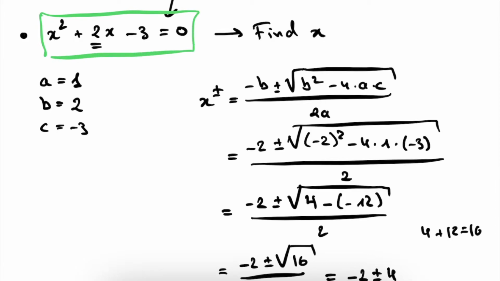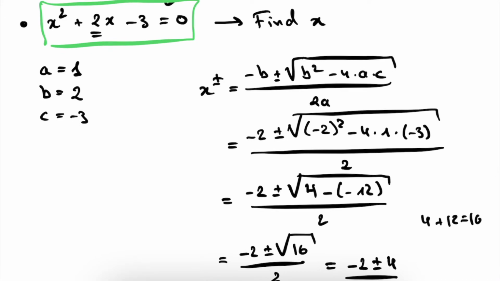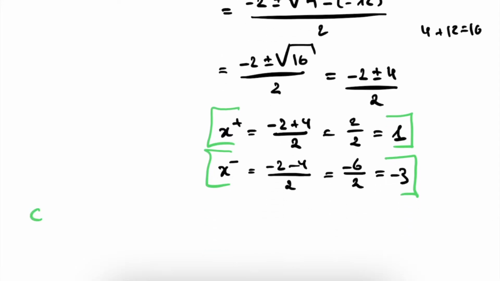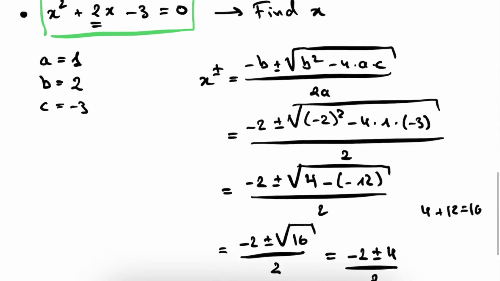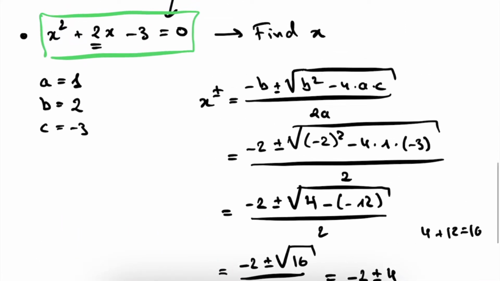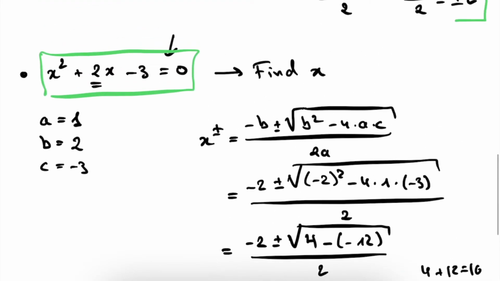And a good way to check this, to see whether we didn't make any mistakes, is to just fill in these solutions that we found and see if it is exactly the case. Let's do this. So let's do a check. The first one, x is equal to 1. So let's fill this in. We've got x squared, which is 1 squared, plus 2 times x, and x is 1, minus 3.